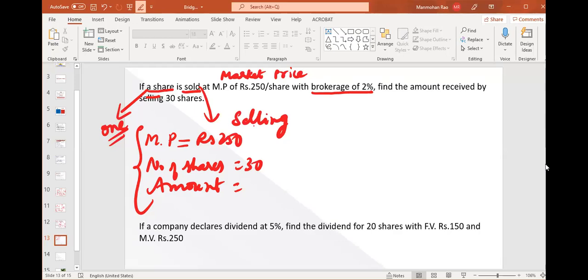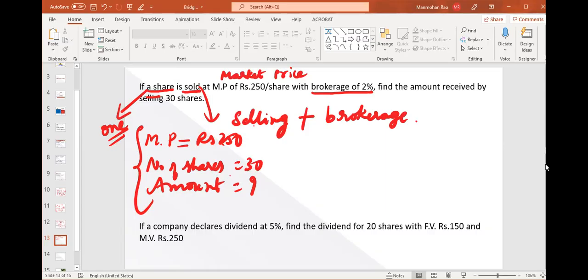Find the amount received. One is the question mark, and two components are always given. By selling 30 shares, the number of shares is 30. And this is a selling problem with brokerage. No brokerage is different; with brokerage it will be different. So how do you calculate first? We'll calculate the brokerage for one share, so 30 shares will come into the picture at the end.